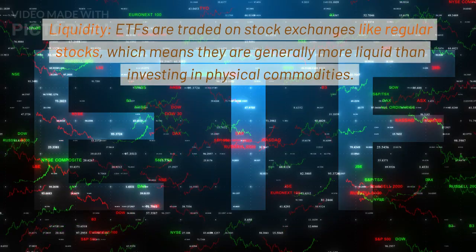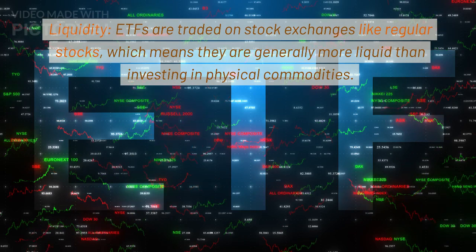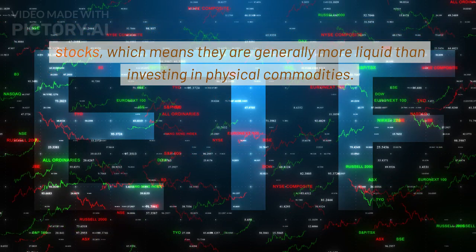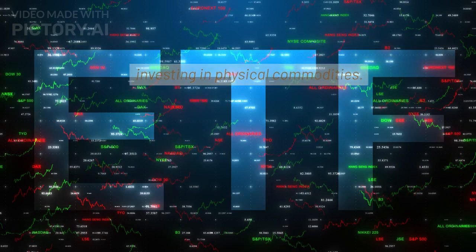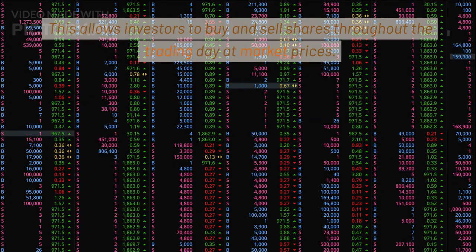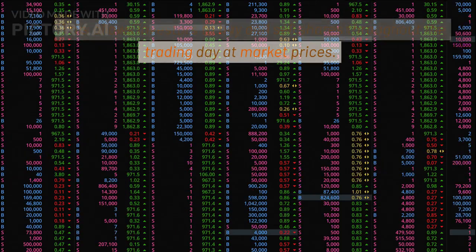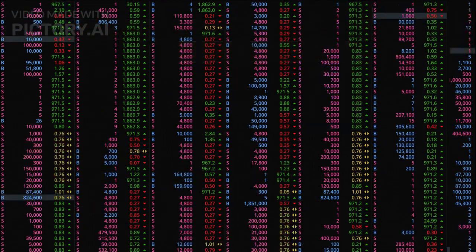Liquidity. ETFs are traded on stock exchanges like regular stocks, which means they are generally more liquid than investing in physical commodities. This allows investors to buy and sell shares throughout the trading day at market prices.